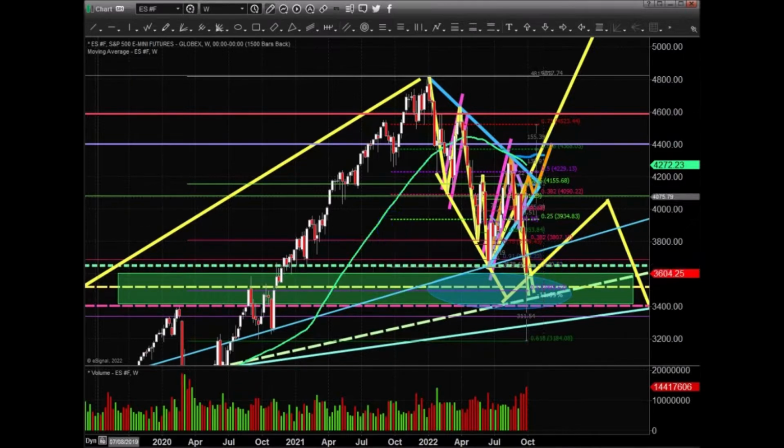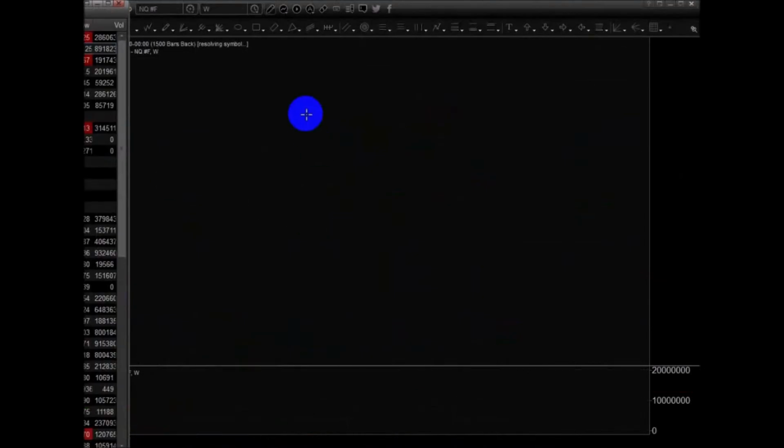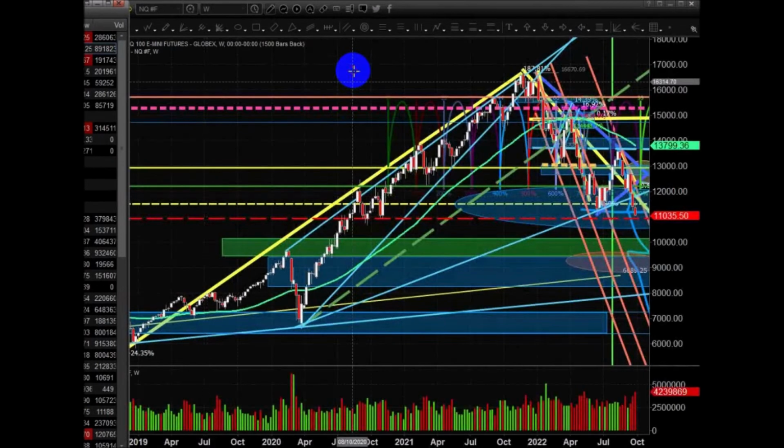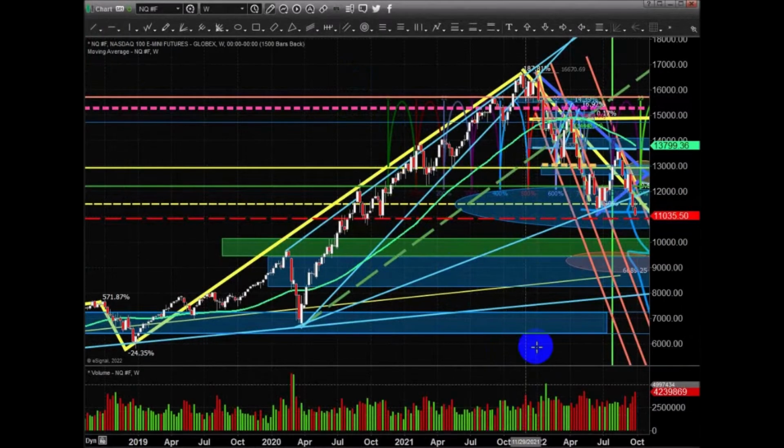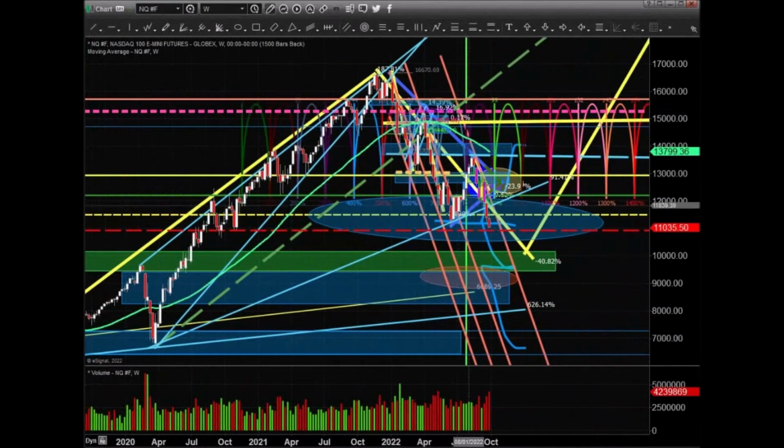Let's take a look at the Nasdaq real quick. So now you've got my feelings on everything. I've got a lot of drawing on here from last week. Go ahead and get rid of a few things here. I need that line. I think that's about it. Yep, that looks like about it.